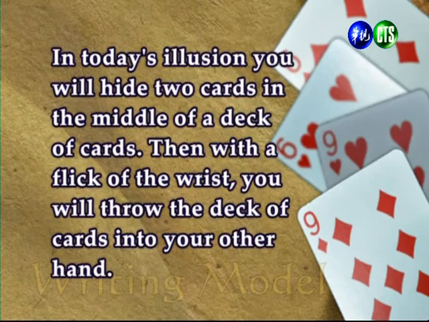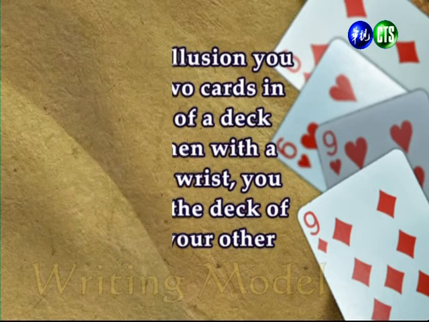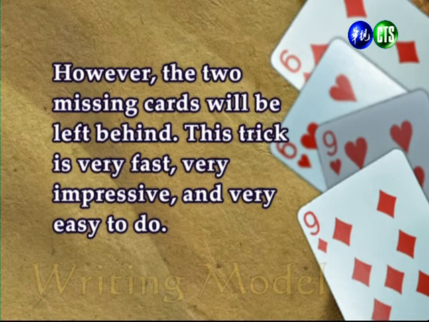In today's illusion, you will hide two cards in the middle of a deck of cards. Then, with a flick of the wrist, you will throw the deck of cards into your other hand. 今天所要教各位的魔术幻象是将两张牌藏在一副完整的牌之中,接着呢,将牌轻抛到另一只手中。However, the two missing cards will be left behind. This trick is very fast, very impressive, and very easy to do.